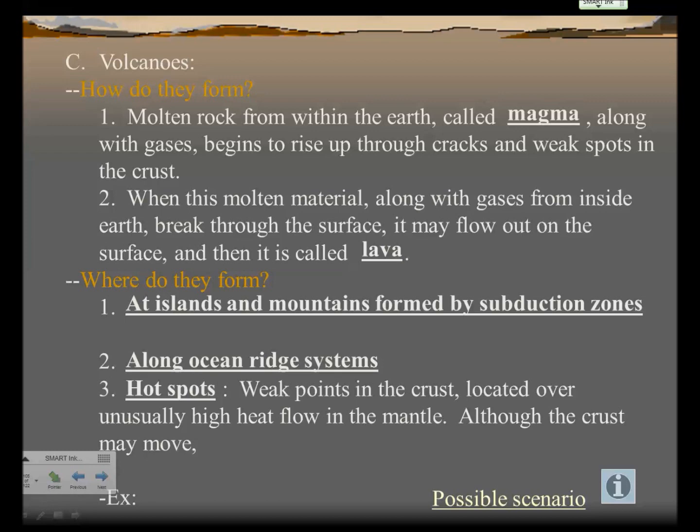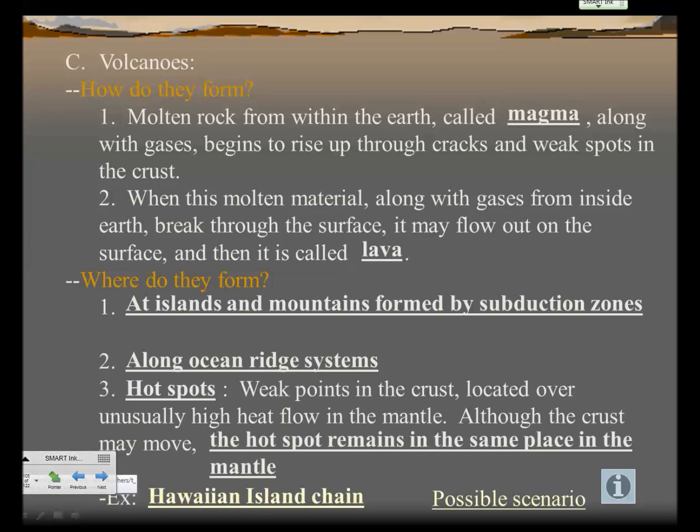Some examples. See if we can get that to show up. The Hawaiian Islands, they're a hot spot. The hot spot stays in the same spot, but the Pacific Plate, as we'll see, is moving over the hot spot and it's creating a new island in the chain every so often. We're talking on the scale of millions of years, though, not like every year there's a new island.